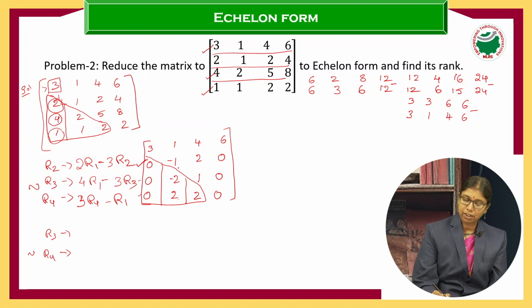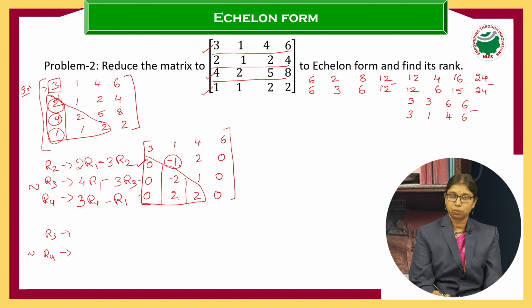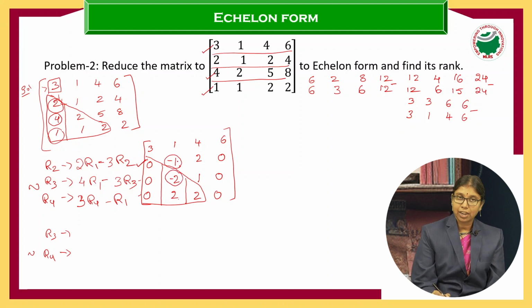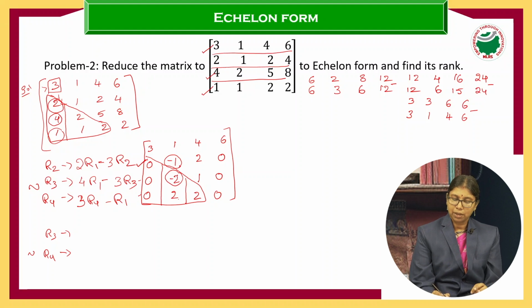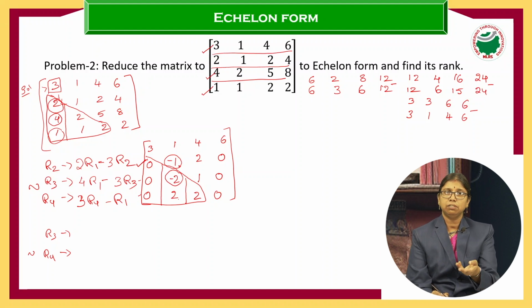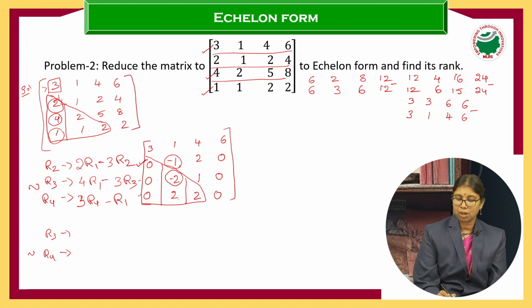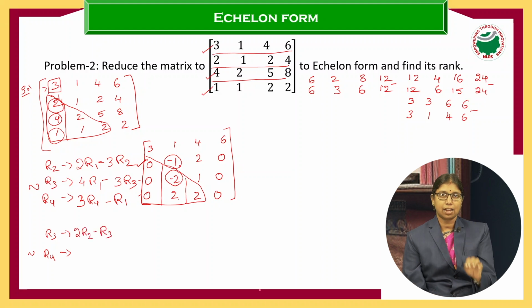The corresponding value in R2 is minus 1 and in R3 I have minus 2. If you multiply this row with 2, you will get minus 2. By subtracting both the rows, clearly you will get 0. That means what is the row operation? You have to multiply the entire second row with 2, so 2R2, and subtract from R3: R3 minus 2R2.